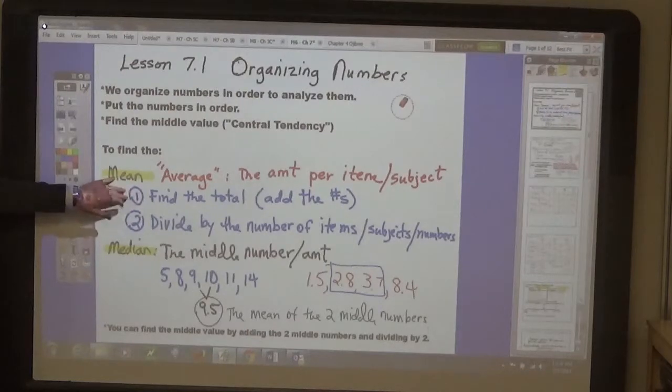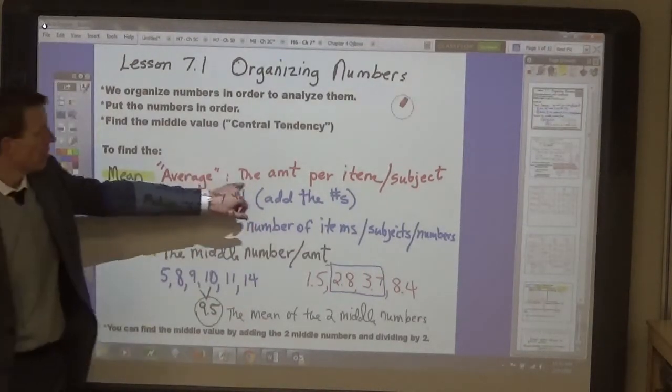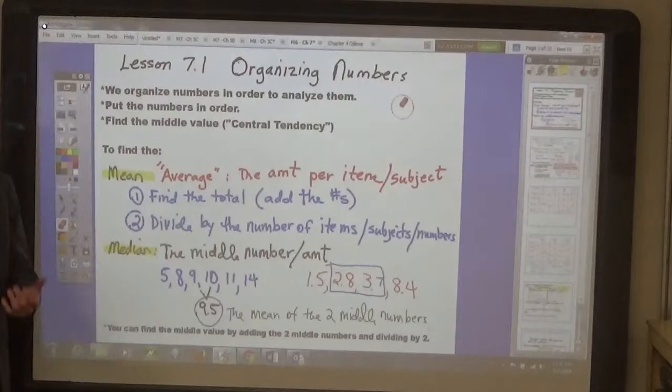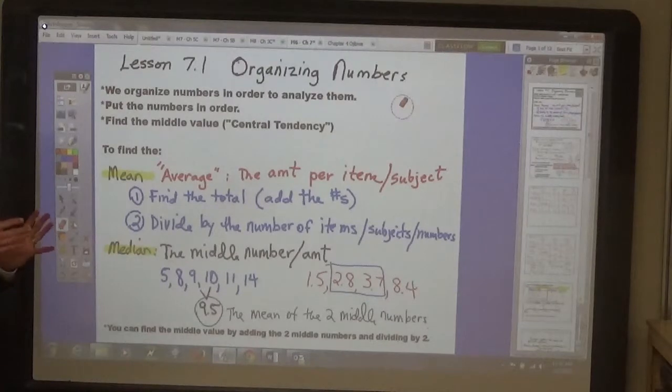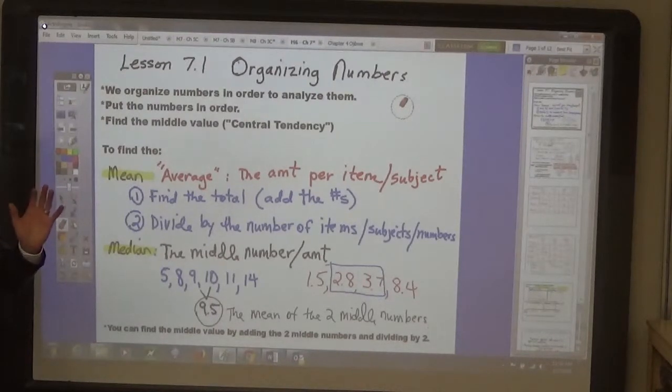So, let's talk about the mean first, and how you find the mean. The mean, or the average, is the amount per item, or per subject. So, for example, if we're talking about your grade, it would be your average or your mean percentage of all of your grades. So if you got a 100%, and then an 80%, and then a 90%, and then an 85%, and then another 100%. Okay, and then you throw a 50% in there.